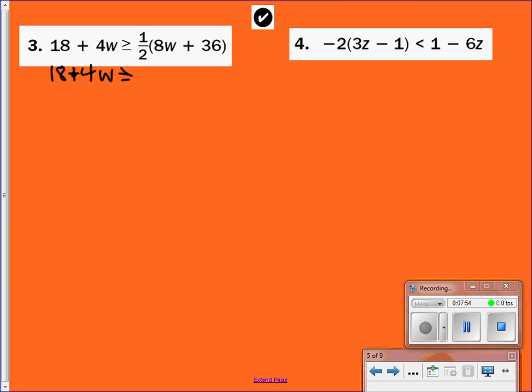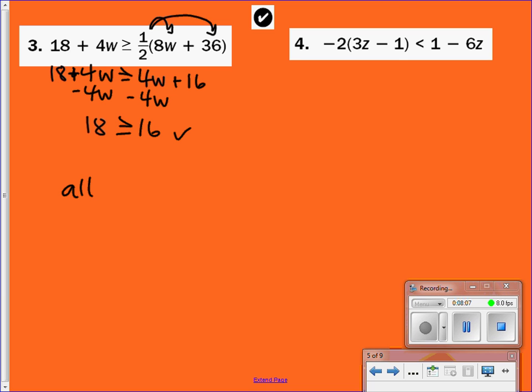start distributing. When I distribute my 1/2, I have 4w plus 16. And when I subtract 4w from both sides, I'm left with 18 is greater than or equal to 16. That is a true statement. So our answer is all real numbers.